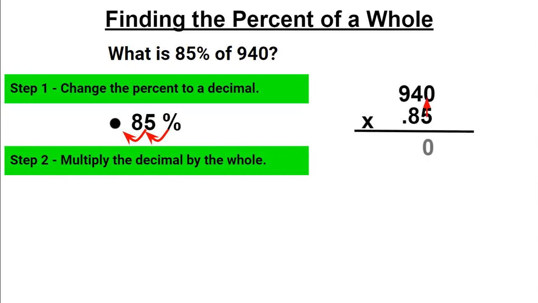Multiply 5 times 0 is 0. 5 times 4 is 20. Carry the 2. 5 times 9 is 45 plus 2, 46, 47. Now we do the 8 times each number. We have to start our answer under the 8. 8 times 0 is 0. So I'm going to put my X there and I'm going to put 0 under the 8. And I'm going to do 8 times 4. That's 32. I'm going to put down my 2 and carry my 3.